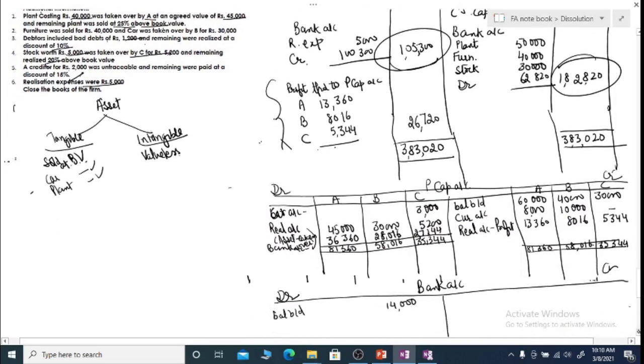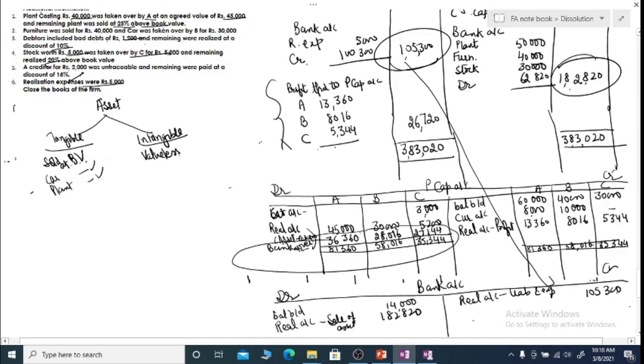So just make the cross posting. So this will be posted here from the realization account. Okay, sale of assets 1,82,820, and from the debit side posting is here. So realization account, payment of liabilities and expenses 1,05,300. Then come to the next account, partners' account. So you have all the payments, finally you are paying them. So this is the final payment being done. So we'll record it here.